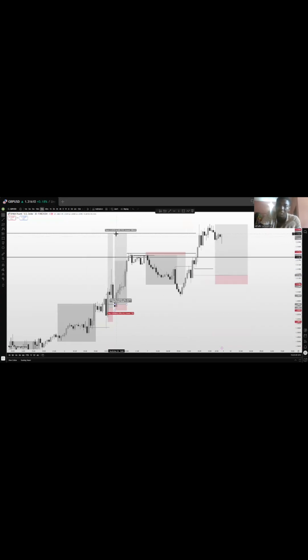So I had my entry from here, this resistance zone here. So this is basically my playbook. The playbook says that if price gives a structure and the zones there do not align with the high time frame, don't take those zones. Take the one that aligns with the high time frame.